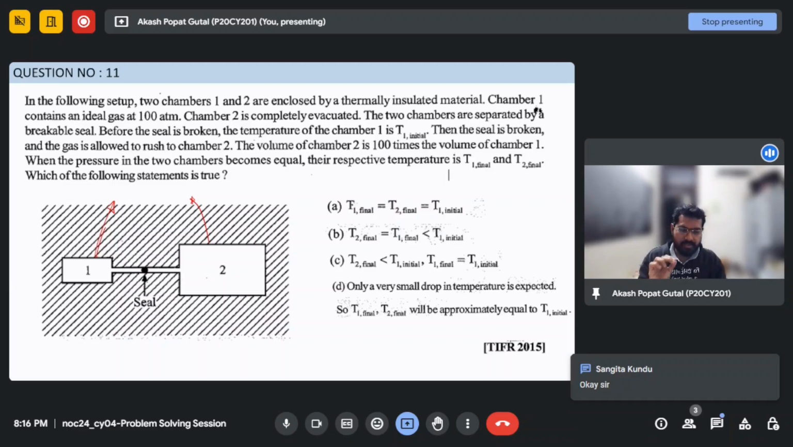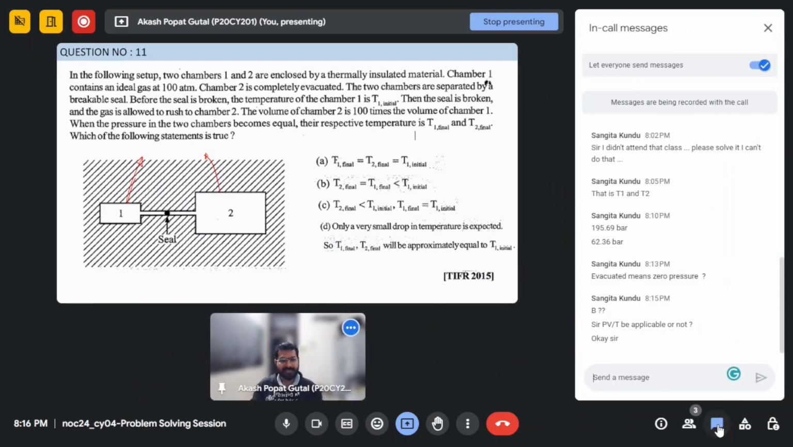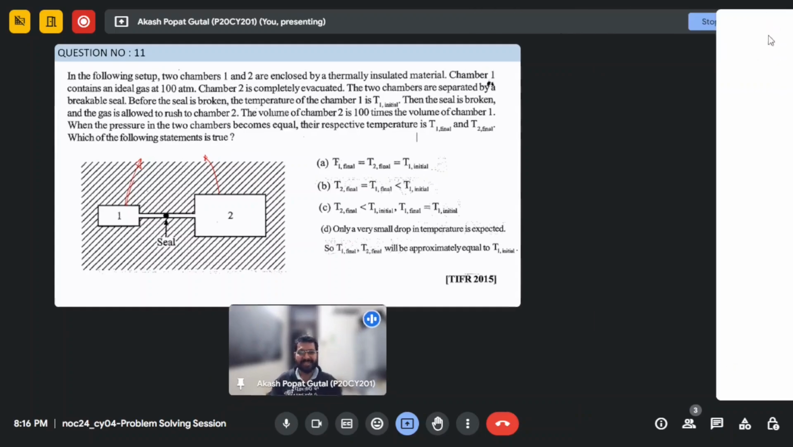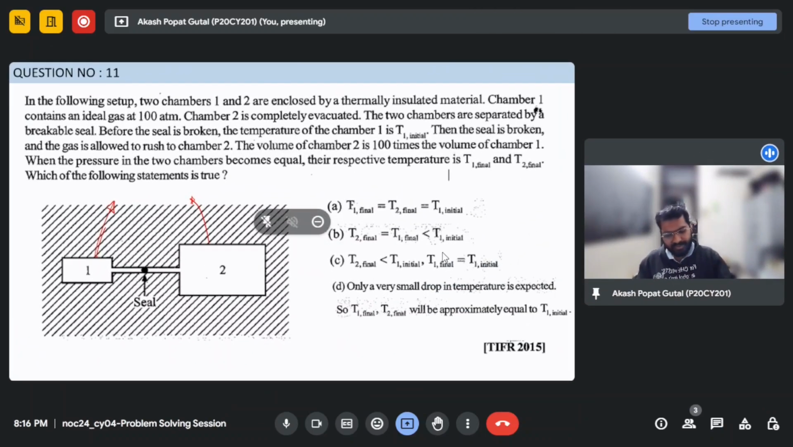when the free expansion of the gas is happening, there is no work done. Now you can give the answer. Let's check whether you can give the answer or not. When there is a free expansion of the gas, there is no work done by the gas. Yeah, right. Now you got the point. So your answer must be A.